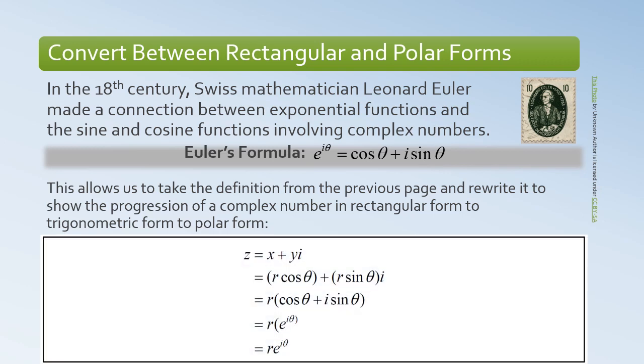So here we go. We start out with z equals x plus yi, which we said is the rectangular form of a complex number. And then on the previous slide, we took the fact that x is r cosine theta and y is r sine of theta, and we substituted those in and we factored out an r, and we said, okay, now we have the trigonometric form.